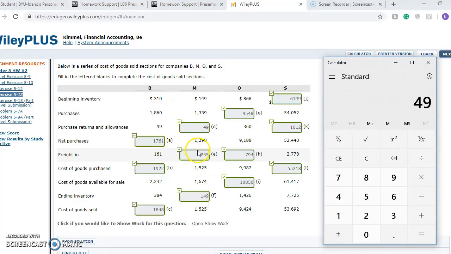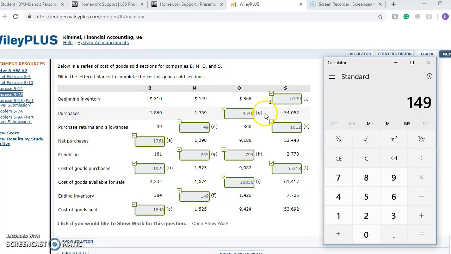For freight in, we know that net purchases plus freight in equals our cost of goods purchased. We don't have freight in though, so we can subtract net purchases from our cost of goods purchased. We can take 1,290 away from that, and we'll get our freight in cost right there. And then our ending inventory, we know, relates to our cost of goods sold. Our cost of goods available for sale minus our ending inventory gives us our cost of goods sold. So if we do that a little bit backward, 1,674 minus 1,525, we're going to get our ending inventory there.